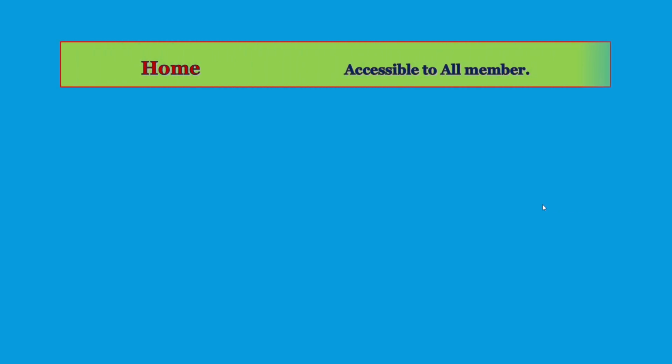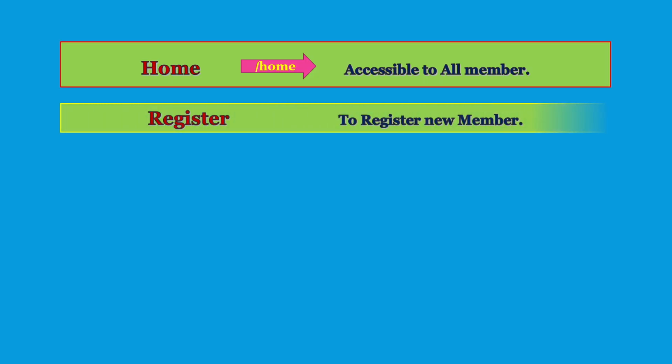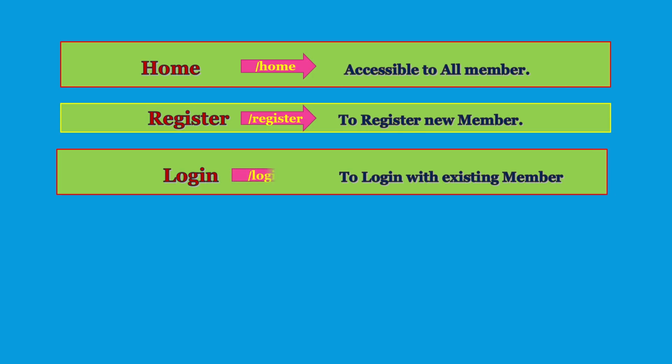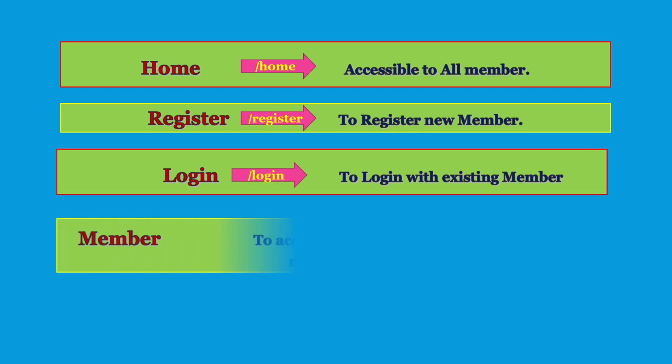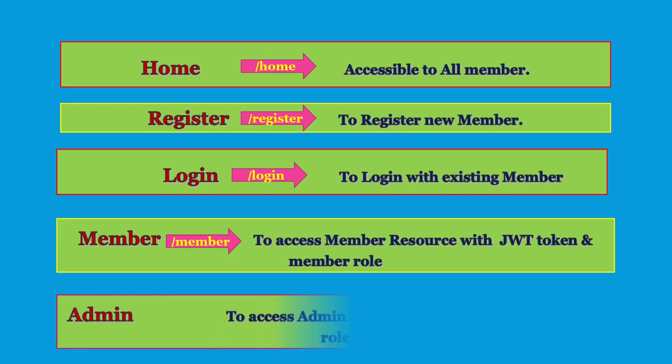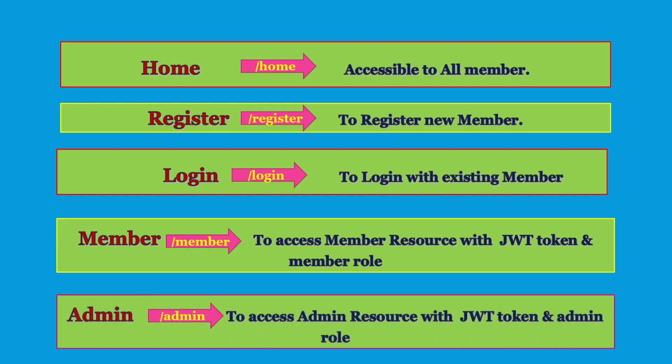Now here we are going to create some different resources. Home is a resource which is accessible to all the members irrespective of whether they have a token or not. So it is basically accessible to all members. Next, to register a new member, we can use this register endpoint through which we can register our new member along with credentials like username and password. Next, we can log in to our application using the existing member credentials like username and password.